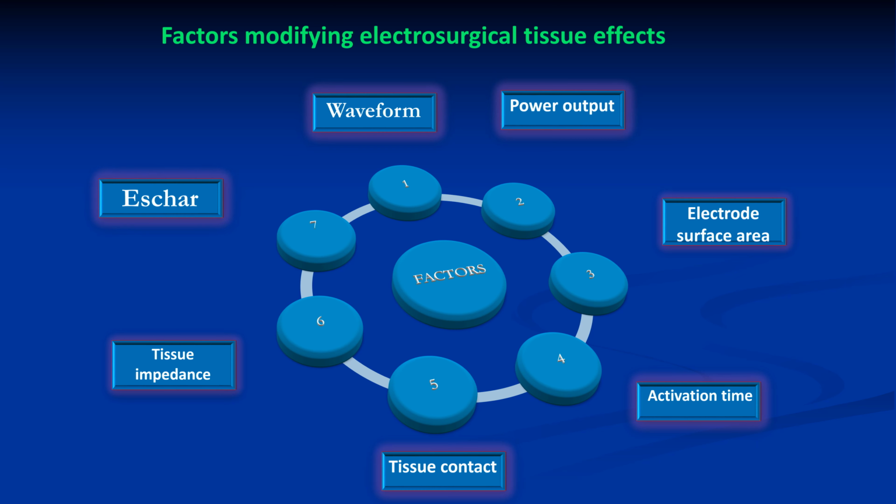Eschar. Eschar has a high impedance to current. Therefore, cleaning the active electrode of eschar reduces the resistance and enhances the electrosurgical effect. Using a moist electrode to cut wet tissue facilitates the production of the steam envelope necessary for effective cutting.